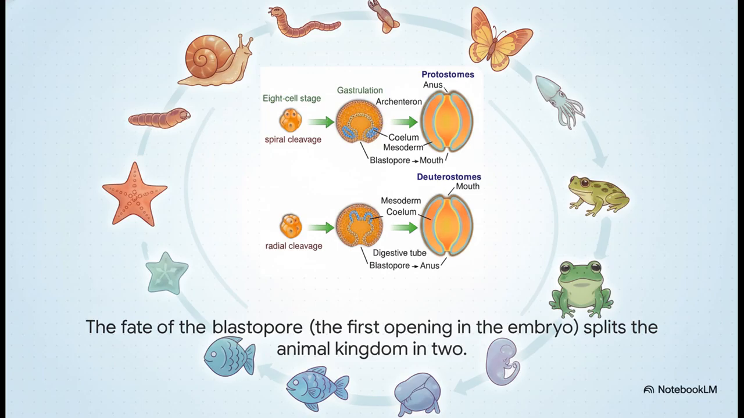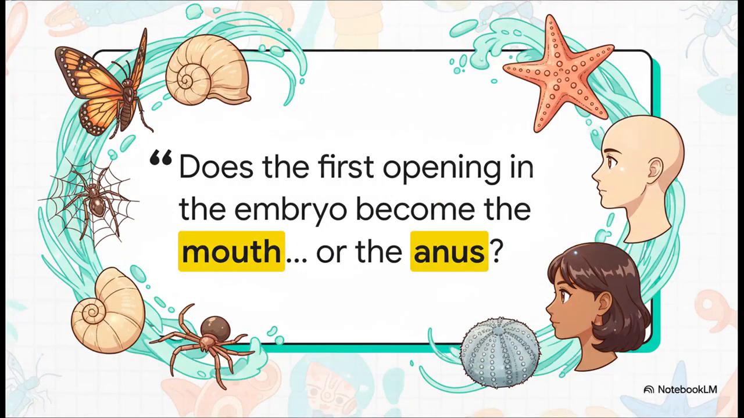In protostomes, which literally means mouth first, that little opening becomes the mouth. But in deuterostomes, or mouth second, that opening becomes the anus, and the mouth forms completely separately later on. And yeah, it really is that simple. This one single developmental event separates animals like insects, spiders, and snails from starfish, sea urchins, and us. It is a fundamental split in the tree of life that happened hundreds of millions of years ago.